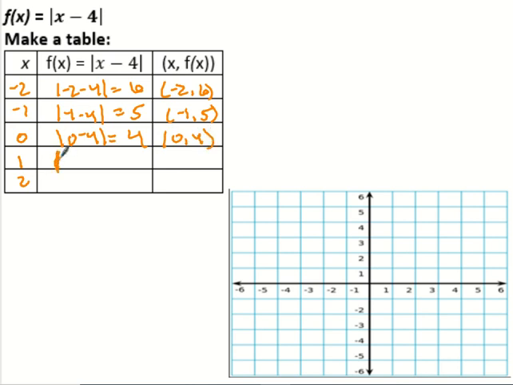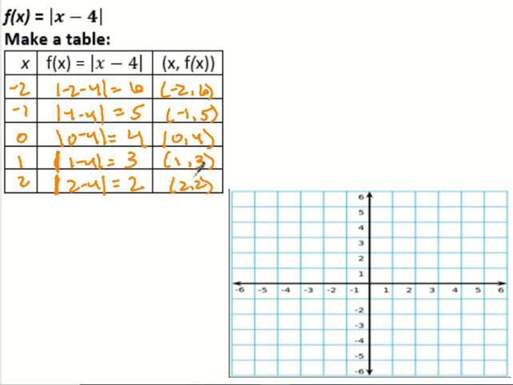If I plug in 1 minus 4, that's going to give me -3, and the absolute value of -3 is +3. And if I plug in 2, 2 minus 4 is -2, which is +2.